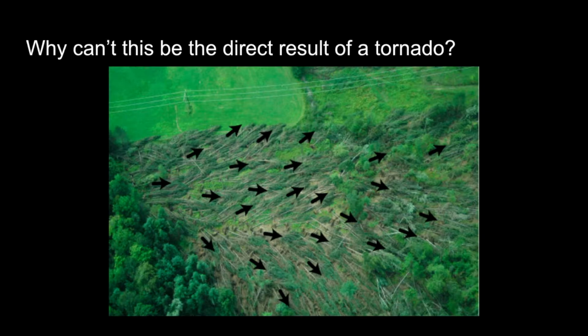Again, why couldn't this be the result of a tornado? We're looking at damage here. You can see there's a lot of trees that have been knocked down. Obviously, the winds here were excessive, probably well over 100 miles an hour in this moment. But why wasn't this a tornado?